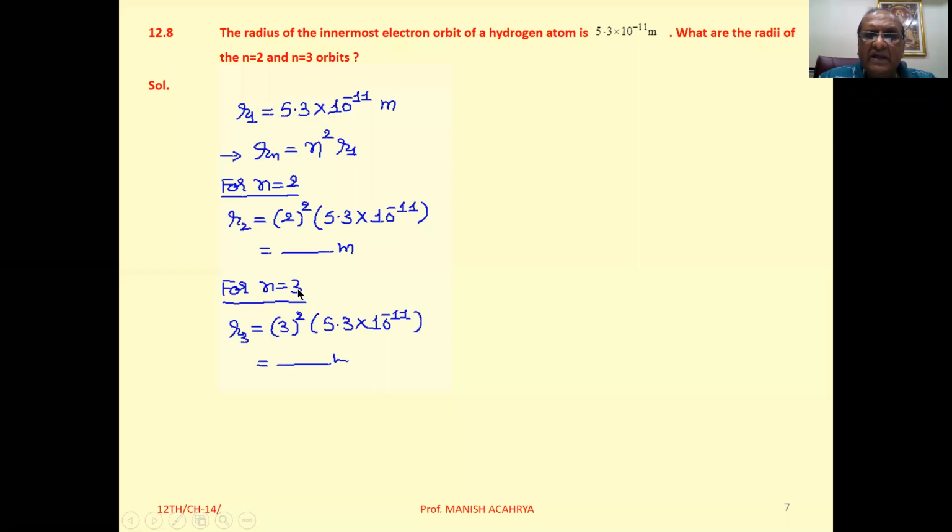Then take n equal to 3, you will get R3 that is equal to 3 square into 5.3 into 10 raised to minus 11. Solve this one, you will get the answer. Clear to all of you?